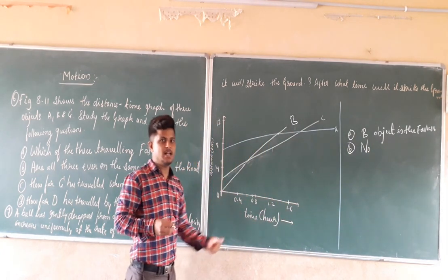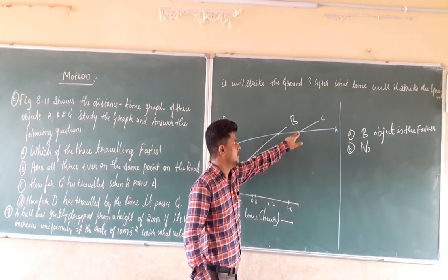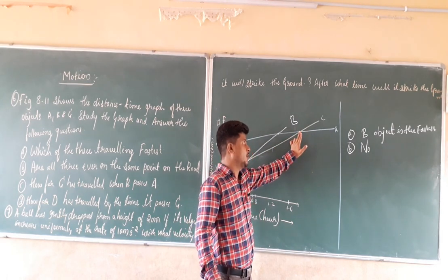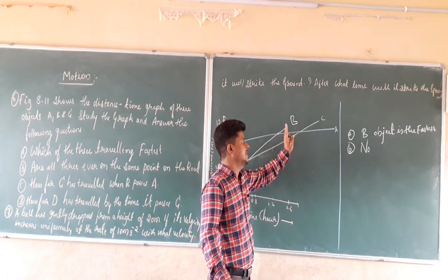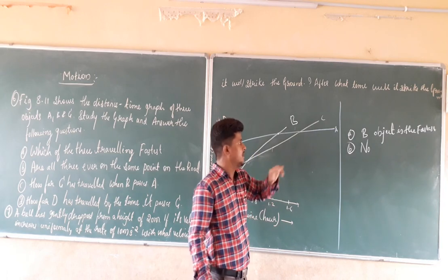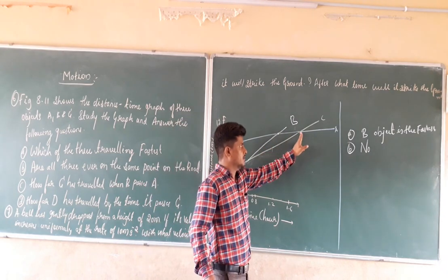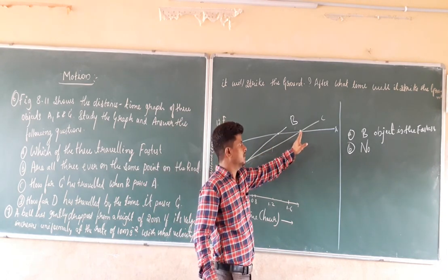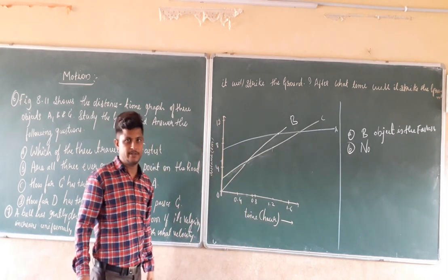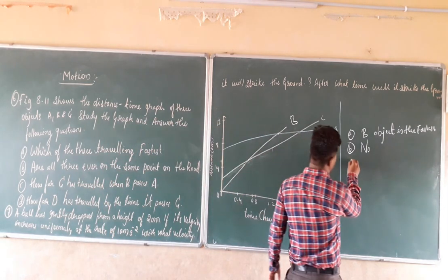In the same way, if in this graph all three objects were intersecting at a point, let it be this point. A is also passing through this point, B is also passing through this point, C is also passing through this point. That means we can say that they will be on the same point on the road. We would have to calculate the distance at that point where all three lines are passing. But in this case it is not possible. Next we are going to find out the C answer.